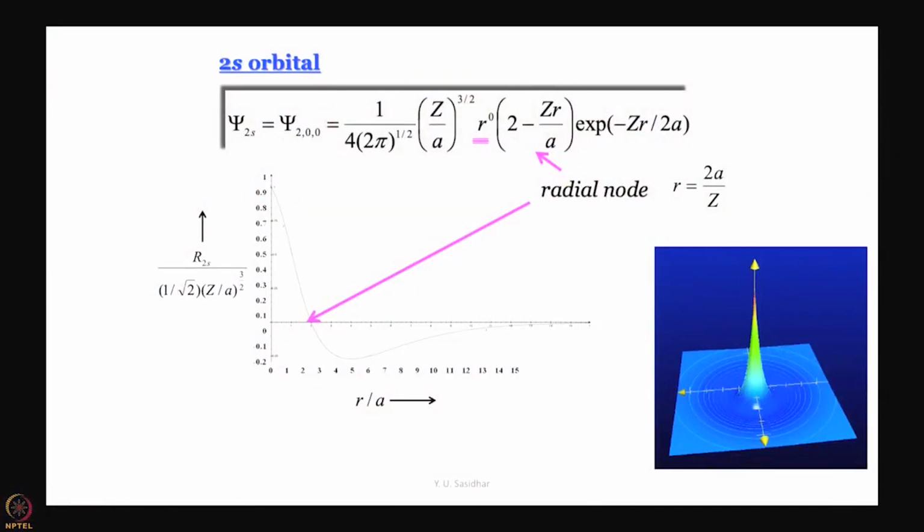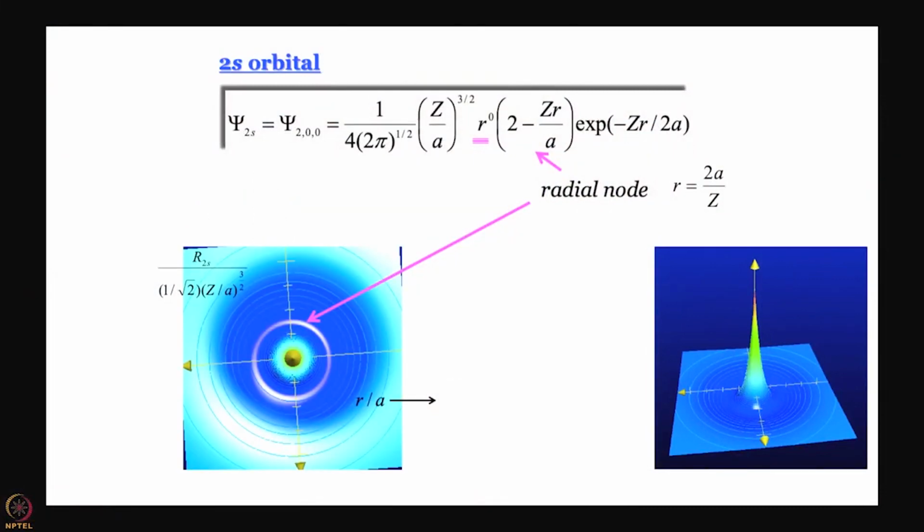We have shown you what 2s orbital looks like already. You get a node at r equal to 2a by z, and we have shown you how if we plot it in 3 dimensions we can get a depiction like this. Please do not forget that this vertical axis is wave function, nothing else, wave function. So from there you can generate this contour diagram, and what you see in white here is really the radial node where r is equal to 2a divided by z.